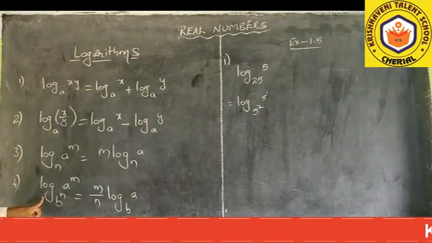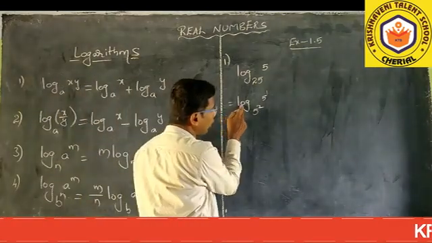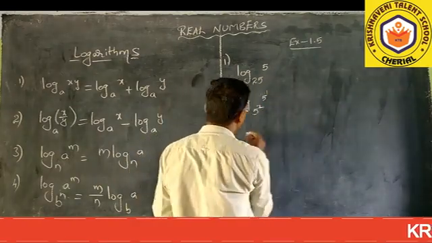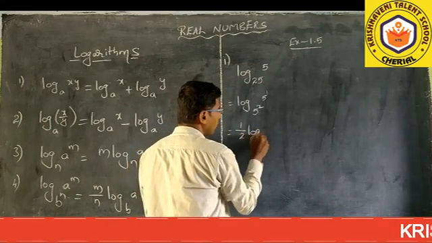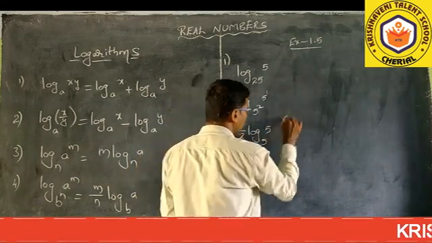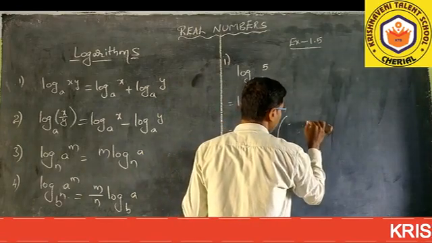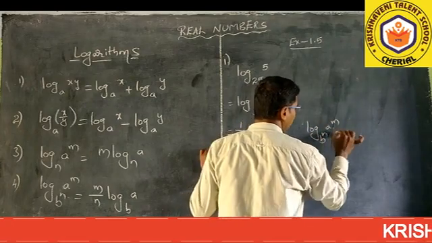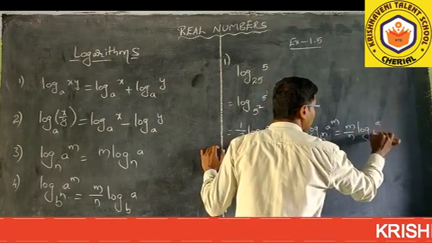If you observe this properly, which law do we get? The same one: log a to the power of m to the base b to the power of n. By using that law, I can write it as 1 by 2 log 5 to the base 5. Always you have to write the reason, which law. It is log a to the power of m to the base b to the power of n equals m by n log a to the base b.